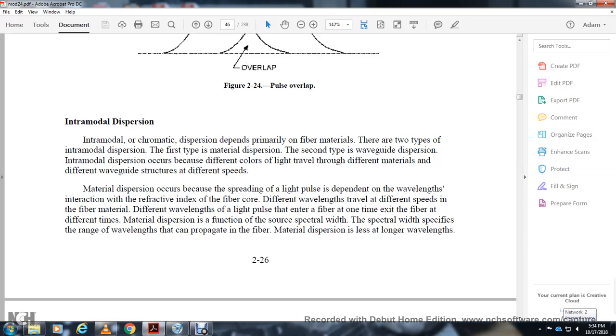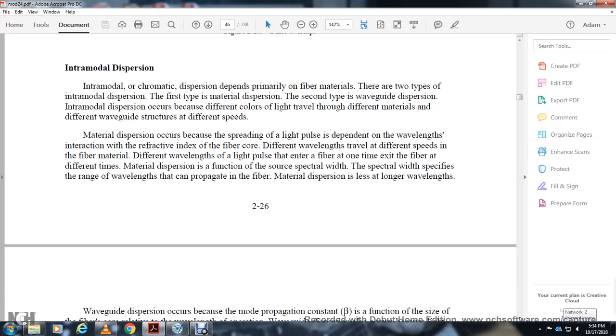Material dispersion occurs because the spreading of the light depends on the wavelength. The interaction reflects the index of the fiber core, with different wavelengths traveling at different speeds in the fiber material. Light pulses with different wavelengths enter the fiber at one time and exit at different times. Material dispersion is a function of the source's spectral width. The spectral width is the range of wavelengths that propagate in the fiber. Material dispersion is less at longer wavelengths.